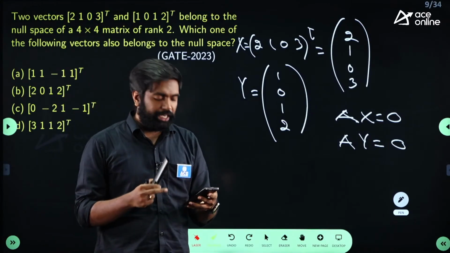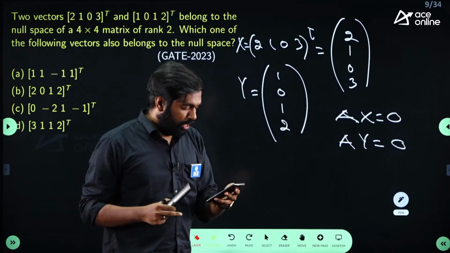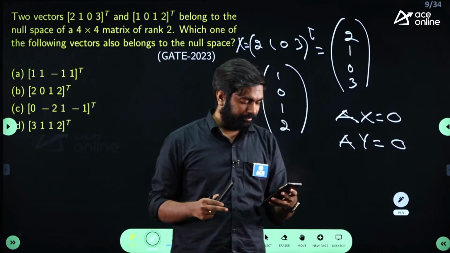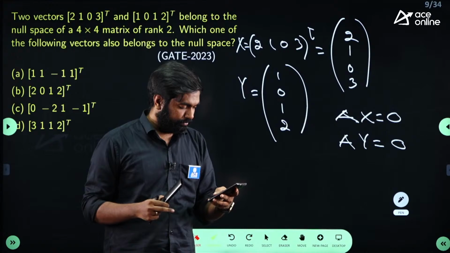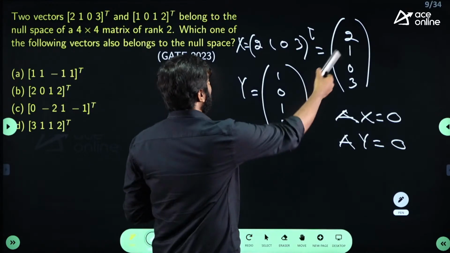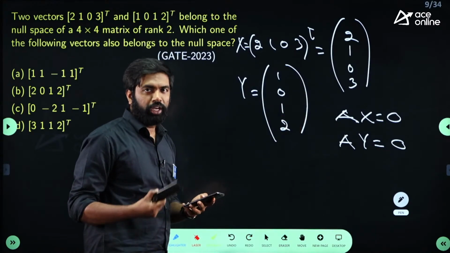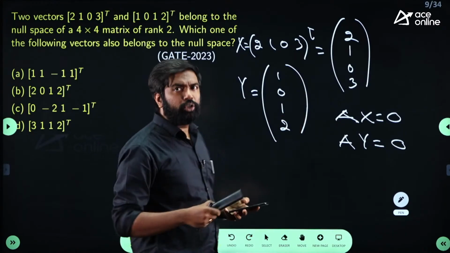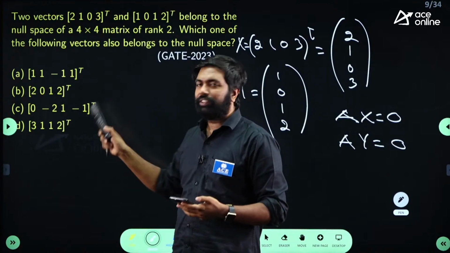Bose, can you answer this? Manoj says D. Students, can you observe x and y? Using x and y, can you generate any of these options A, B, C, D?